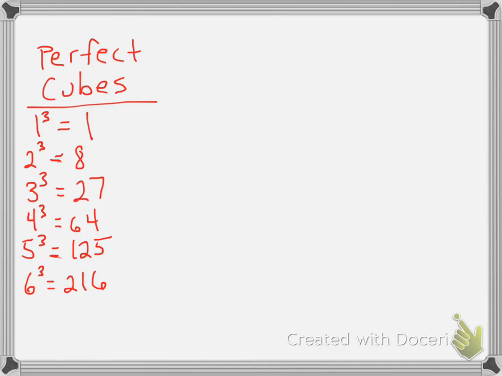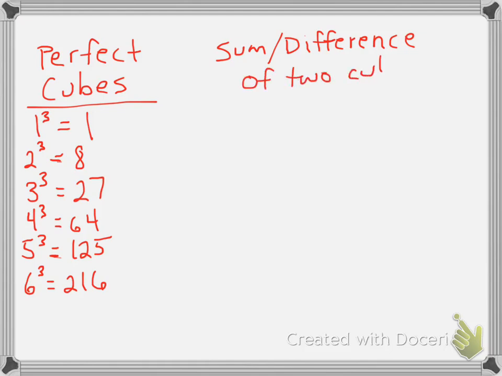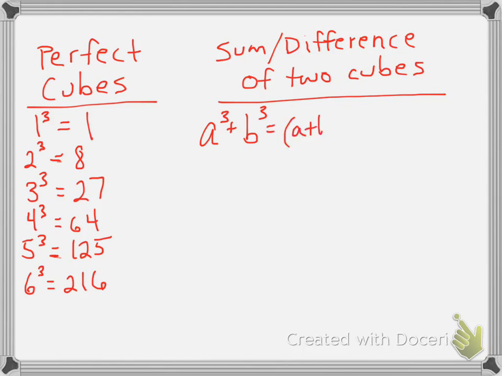The other thing you need to know are these special patterns. It's the sum or difference of two cubes. And let me tell you these patterns. Okay, the first one is the sum of two cubes. So if you have something cubed plus something else cubed, you can factor it into a plus b times a squared minus ab plus b squared.